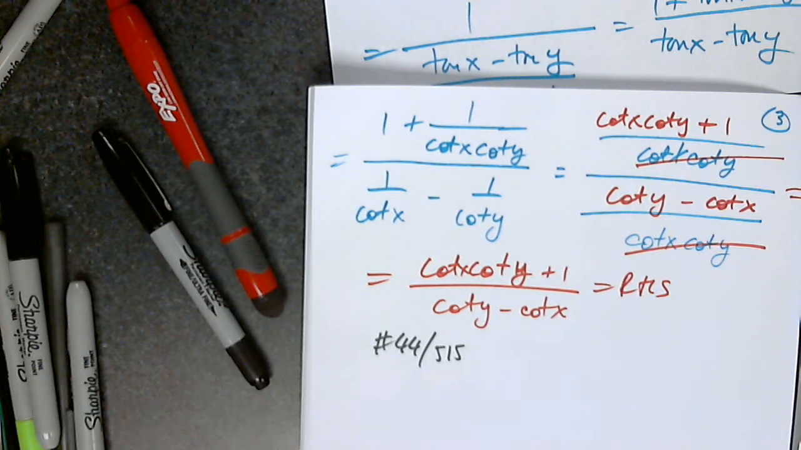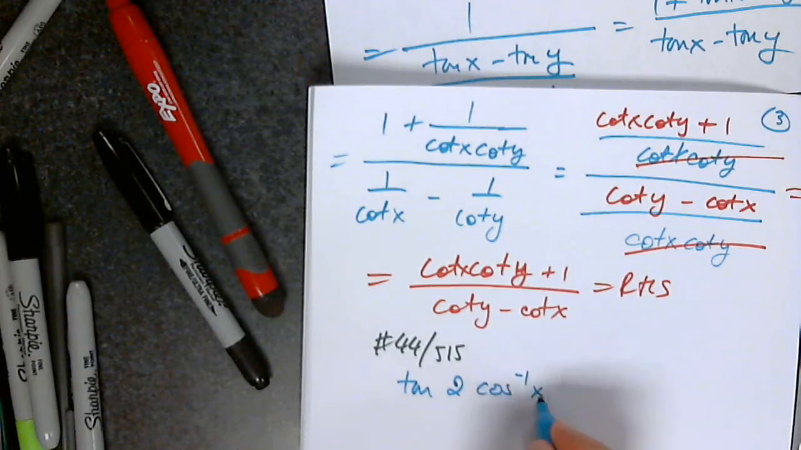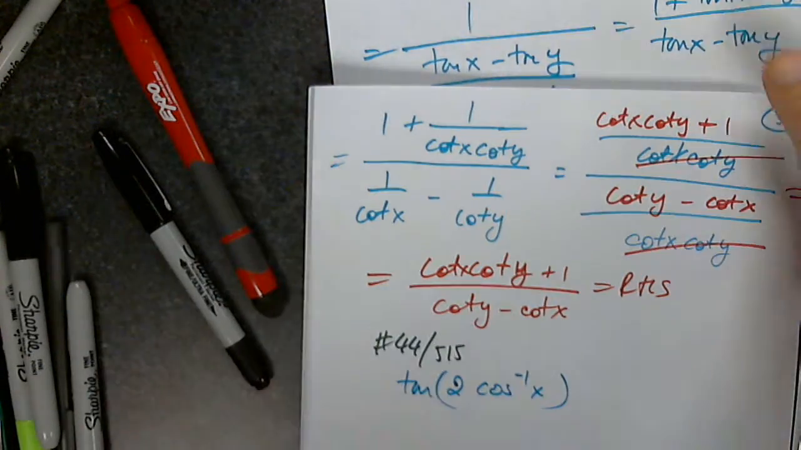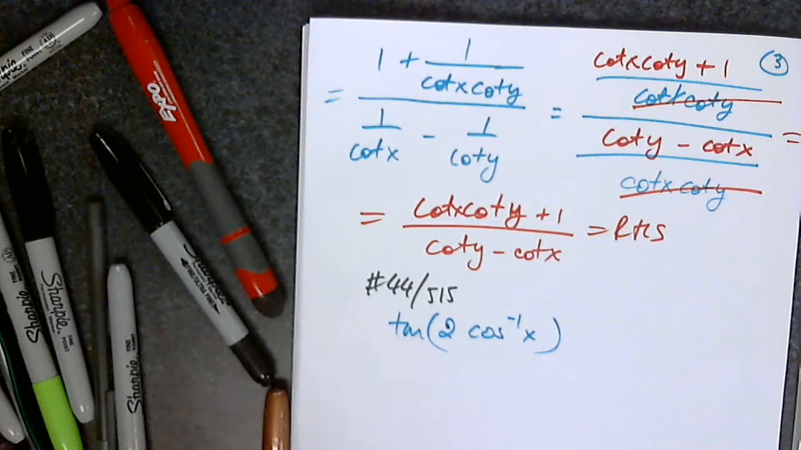Okay, well, what was I doing? Okay, so tangent twice, is that the one? Tangent twice cosine inverse x? Perfect. So the question is asking to write the given expression as an algebraic expression.